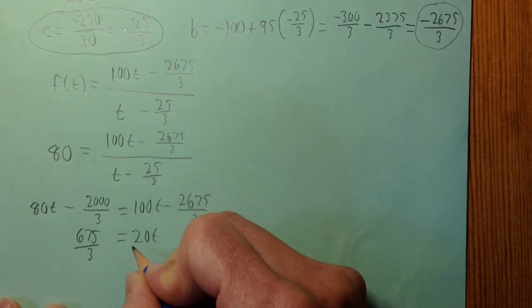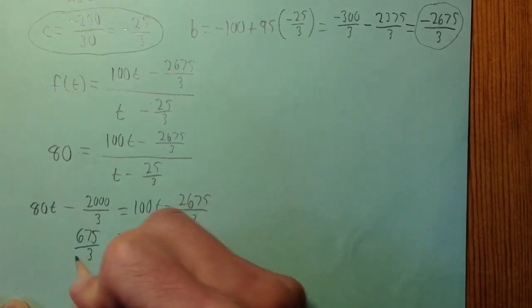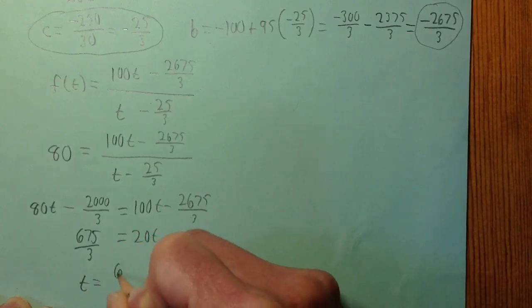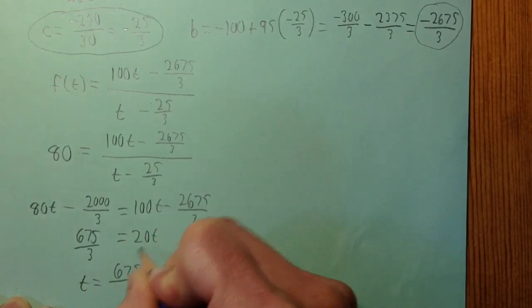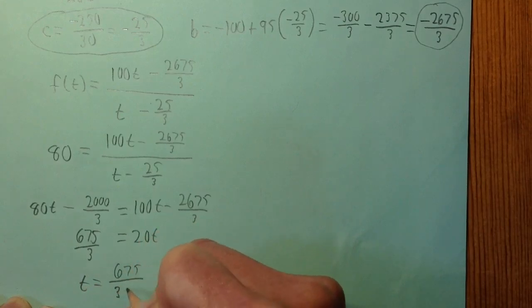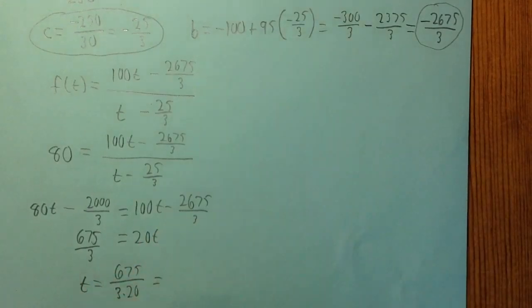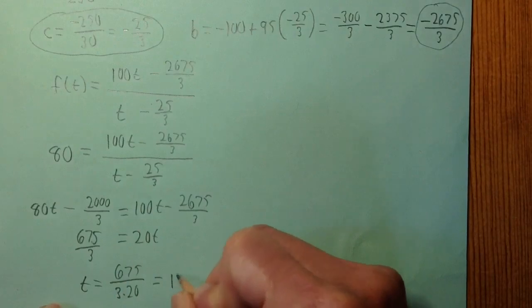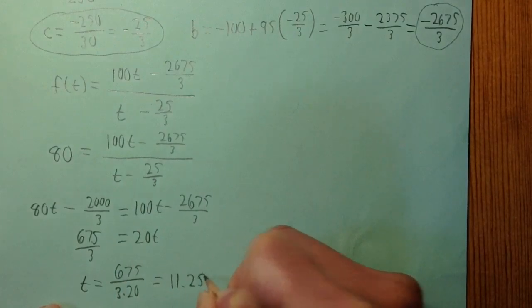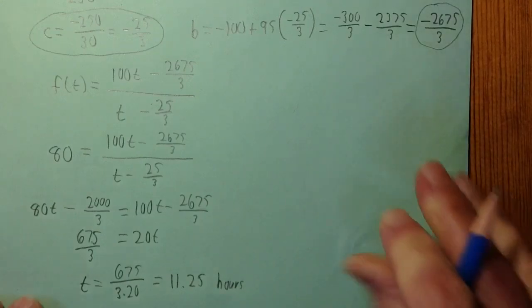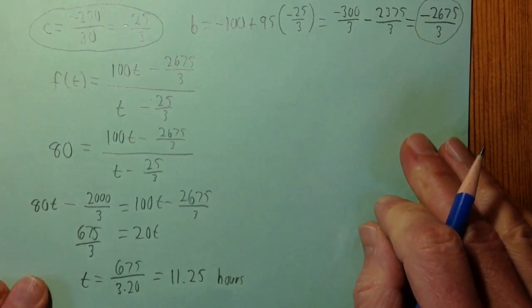Now divide both sides by 20 here. So then t is equal to 675 over, put the 20 next to 3 here, 3 times 20, which is 60. 675 divided by 60, I'm just going to do that in my calculator, which is 11.25. And let's see, we're talking about hours, so if you want an 80%, you got to study for 11.25 hours.